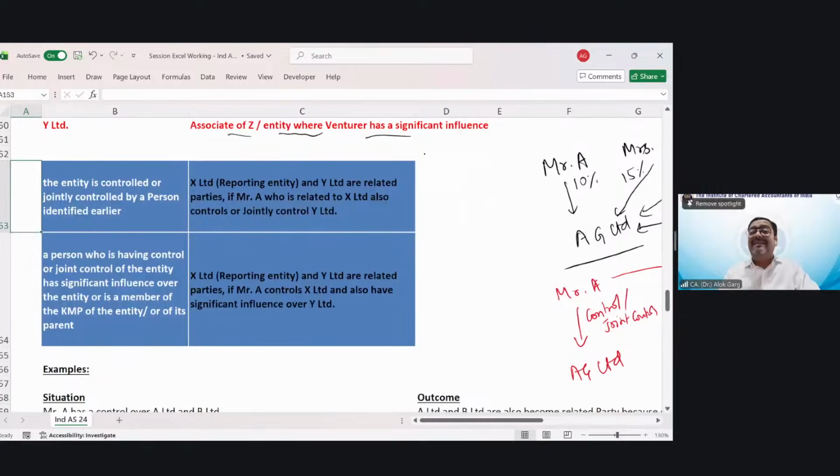This entity relationship is driven by a person. The entity is controlled or jointly controlled by a person identified earlier. Which person are we talking about here, my dear friends? A human being we are talking about. You are absolutely right, Saminathan. We are talking about a human being.